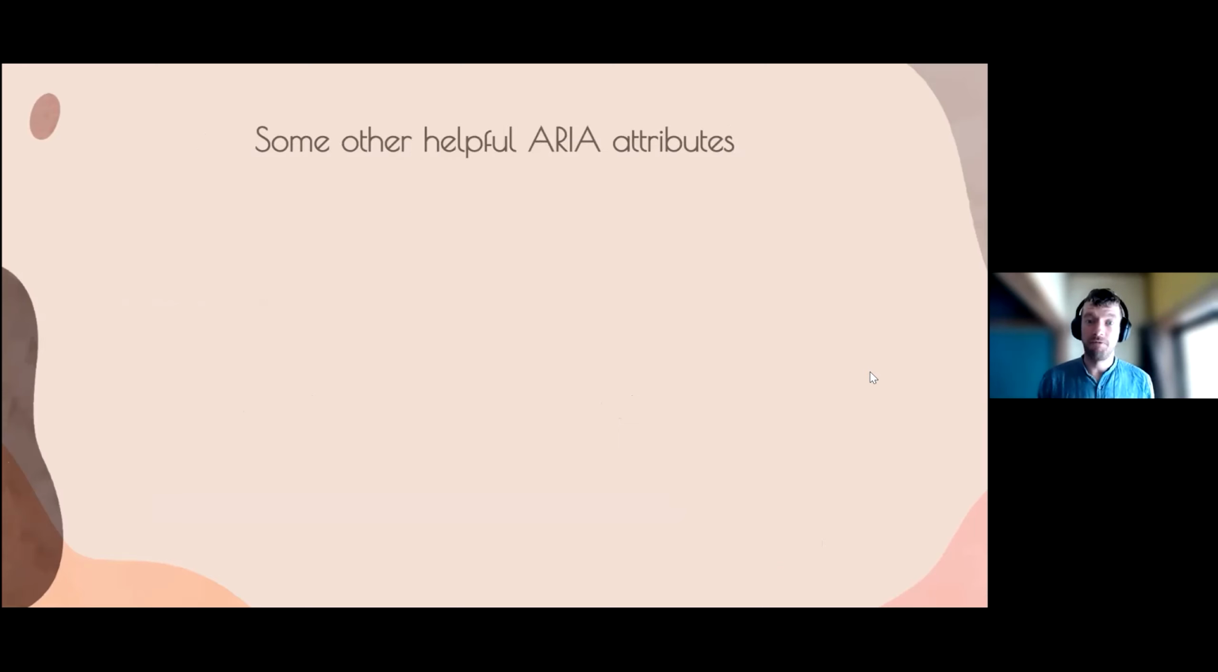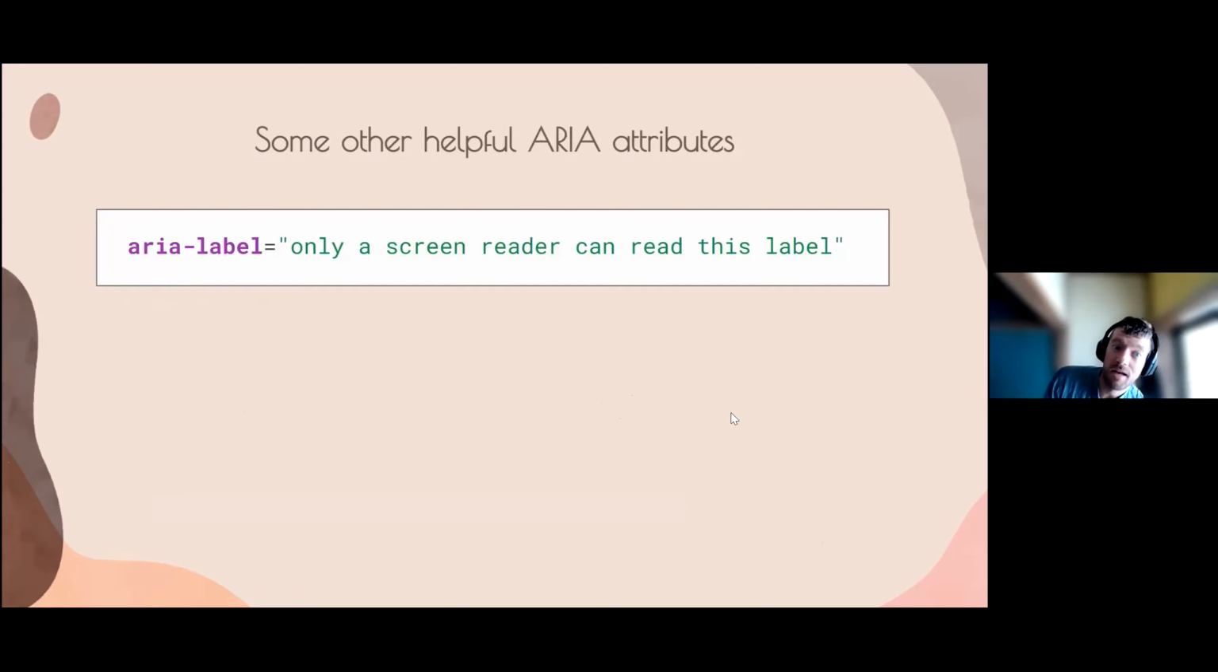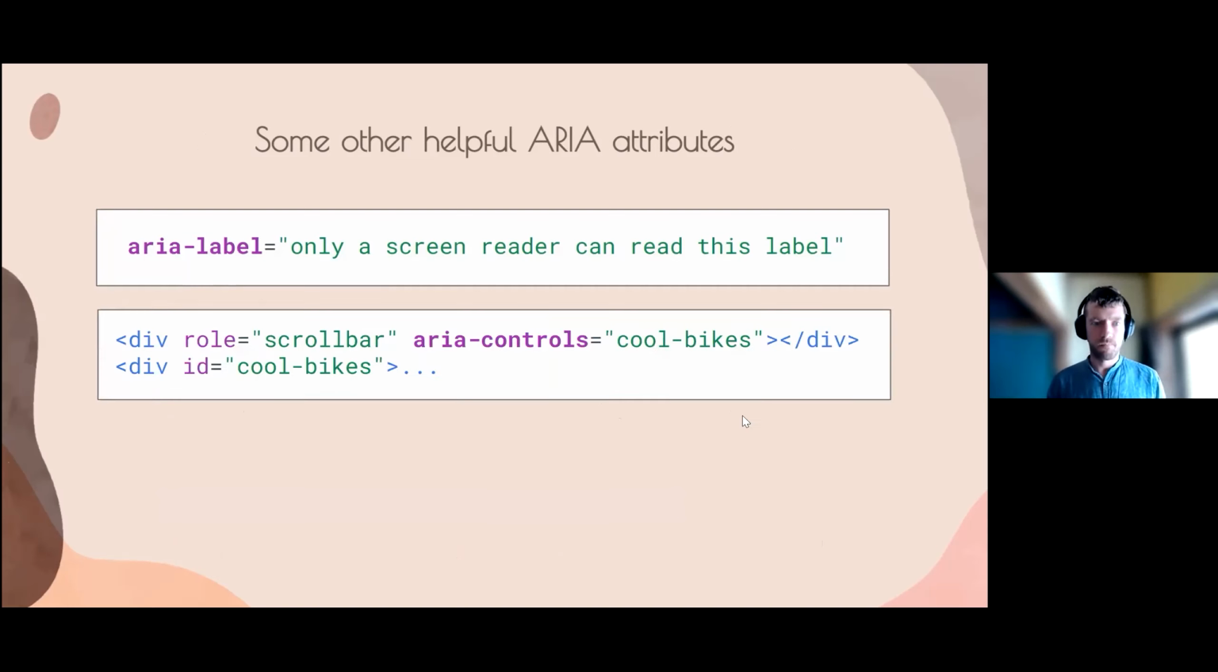Let's just look at 3 other helpful ARIA attributes. The ARIA label is a label that only a screen reader can read. And you can put it on almost any HTML element, which is super helpful. ARIA controls denotes what thing your div or your maybe control is controlling.